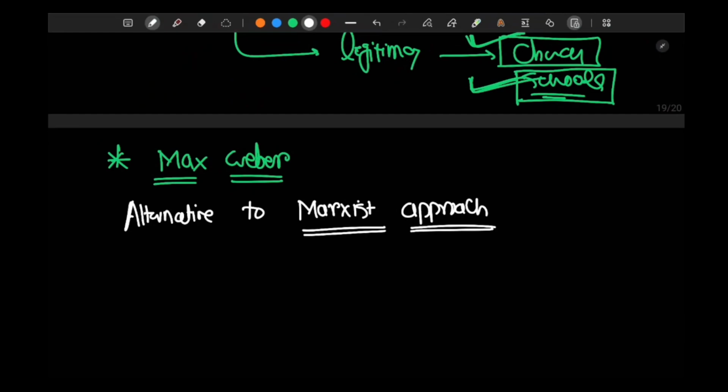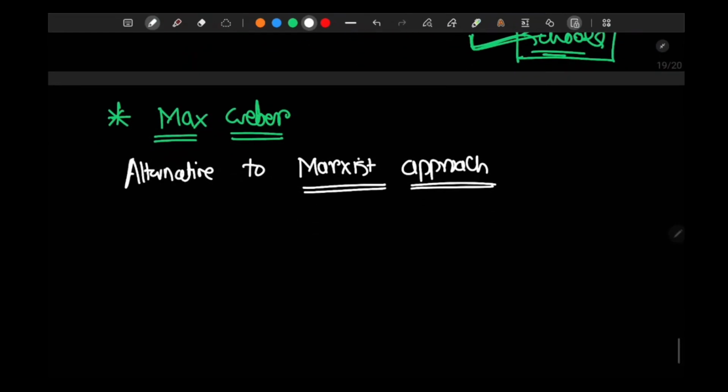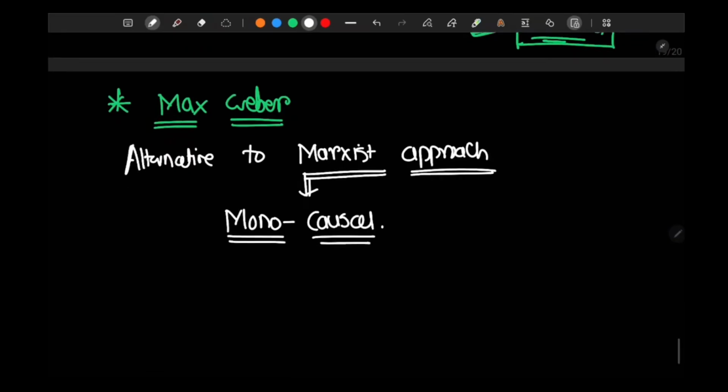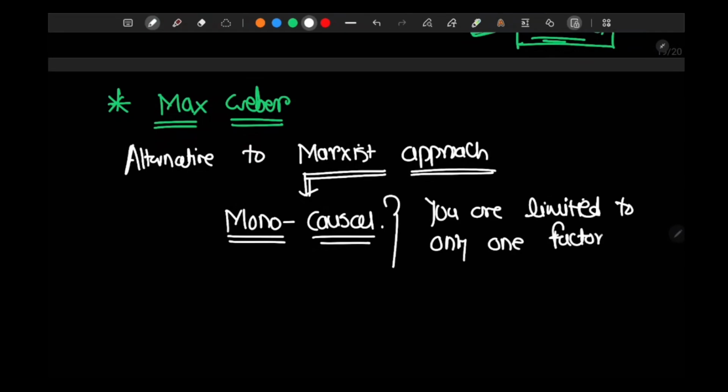Weber, on the other hand, gives an alternative to the Marxist approach, whereby Weber calls Marx or the Marxist approach monocausal. What is monocausal? Monocausal is basically saying that you are limited to only one factor of cause and effect.